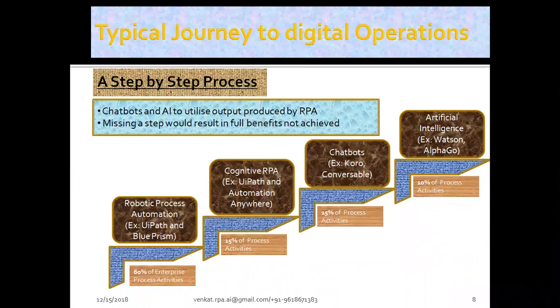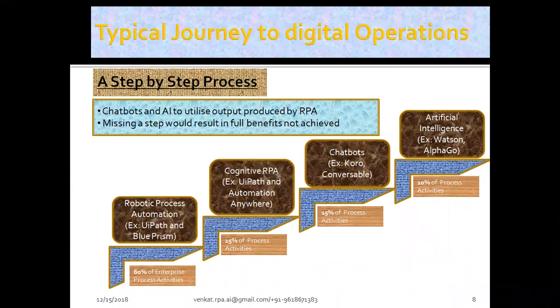And 15% is cognitive RPA. I can say cognitive RPA is nothing but UiPath, and Automation Anywhere is good in that. On top of RPA, we are giving some knowledge to it, like using some artificial intelligence and machine learning. That is 15% of the work. So 60% plus 15 is 75%, and the remaining 25% is the chatbots and artificial intelligence work. Chatbots are also 15% of the activities, and 10% of the work is artificial intelligence.